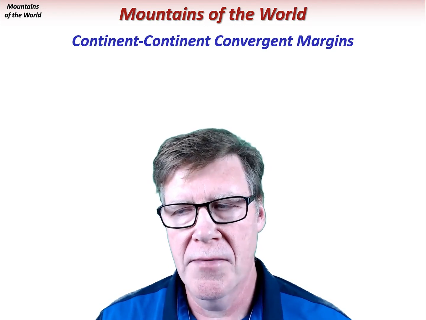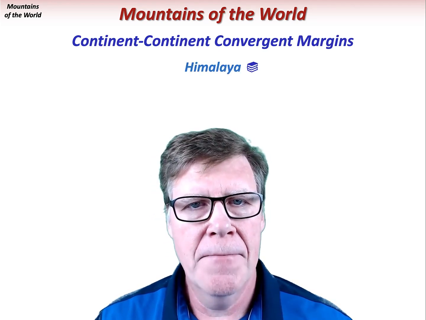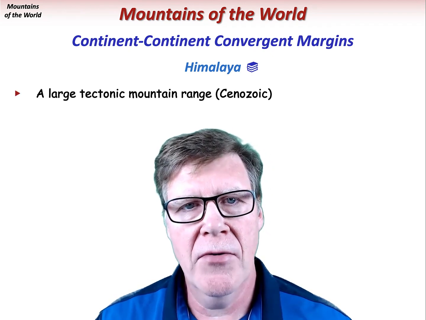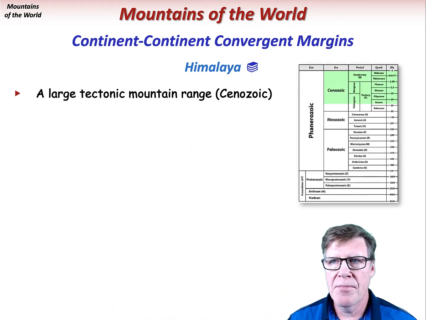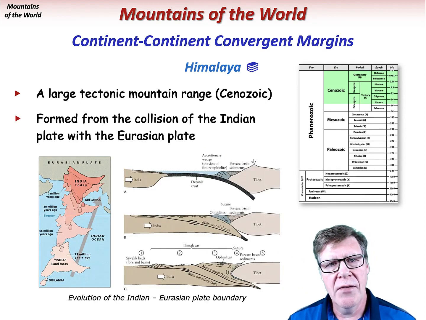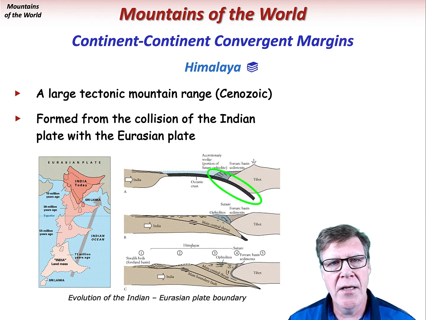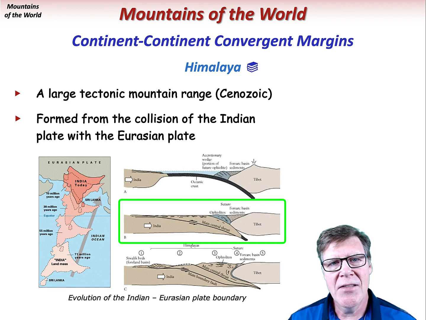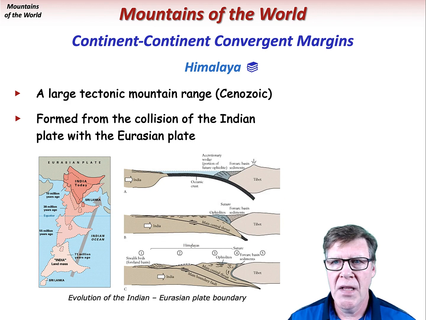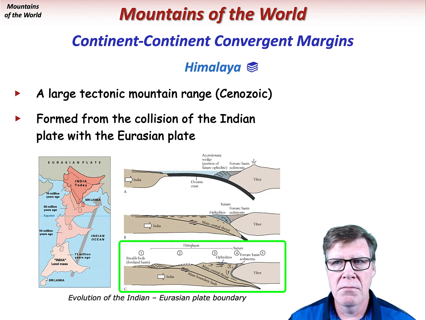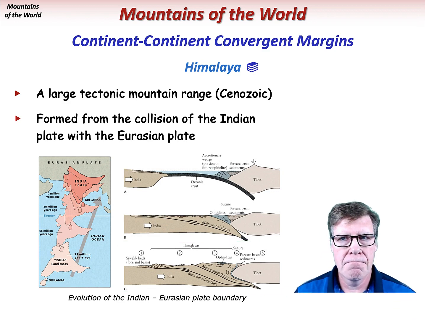Let's start with the big enchiladas of tectonic collisions, the ones that occur at continent-continent convergent margins. The Himalaya are a mountain belt that formed at this type of plate boundary. This large tectonic mountain range is Cenozoic in age, formed from the subduction-related collision of the Indian plate beneath the Eurasian plate. The north-dipping subduction of the Indian plate more or less ended once the Indian subcontinent reached the subduction zone and collided with the Eurasian continent. This created the Himalayan mountain belt. The two plates are still in collision today.